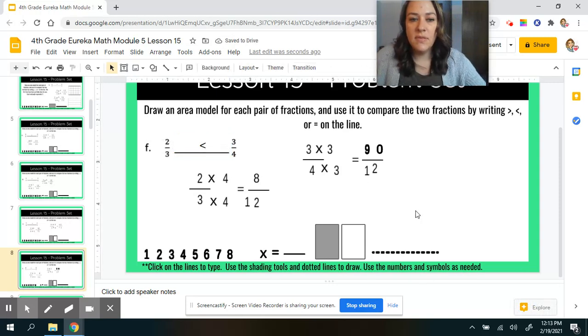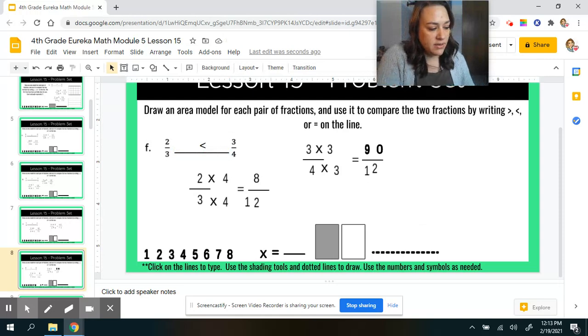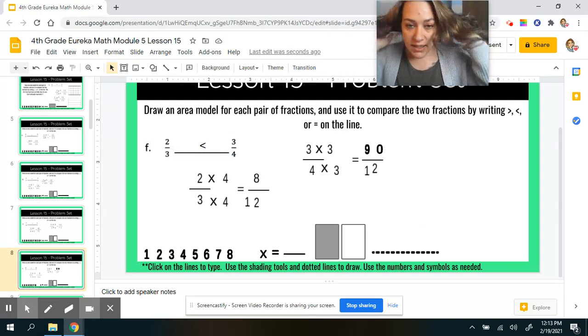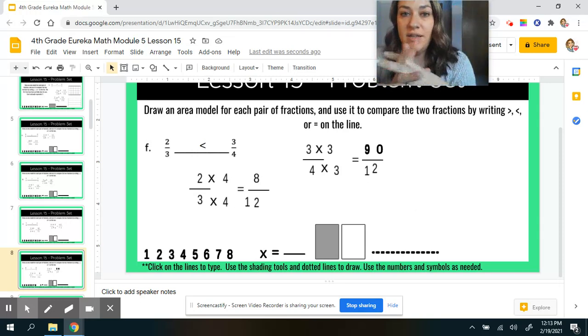Okay. And like I said, if you want to draw those area models out to help you visualize the comparison, that's fine. But we're really trying to get to that multiplication and division to make common denominators to compare. And it's a little bit quicker, a little bit easier if we just multiply our denominators by each other. So whatever our denominators are, we're going to take 2/3 times 4 and then 3/4 times 3. That's going to give us that common denominator, and then it's easier to compare.